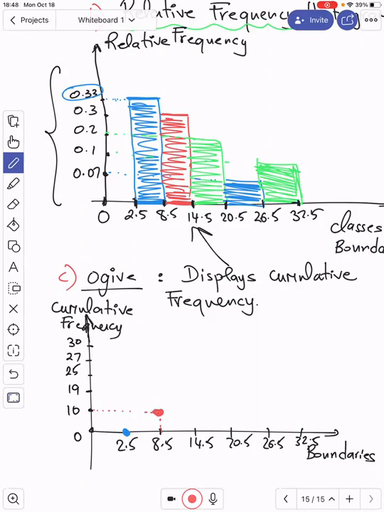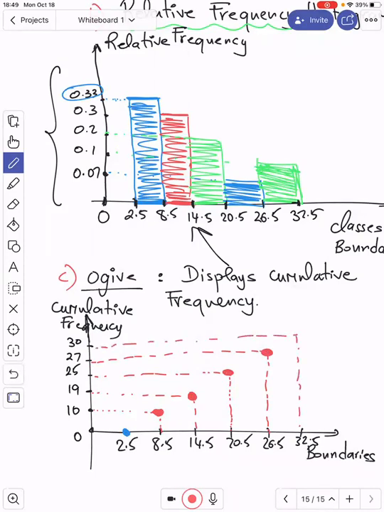Next, the second class, cumulative frequency is 19. So here is my next point. Cumulative frequency of the third class, I'm going to use the next point, and it's actually 25. Cumulative frequency of the next class, I'm going to use this point here. The cumulative frequency of the fourth class is actually 27. And of course, the cumulative frequency of the last class is just 30. Then your ogive would be this graph right here. Just connect these points.